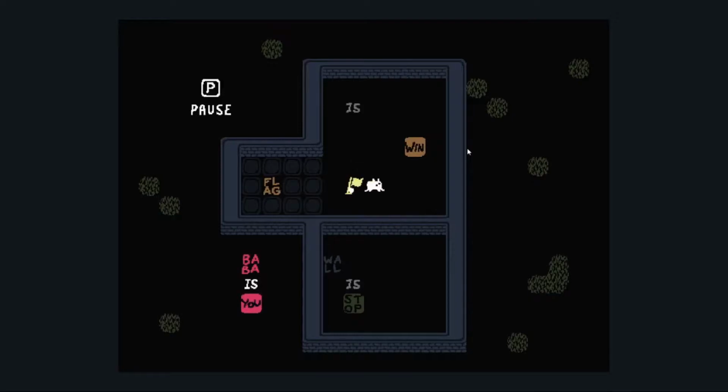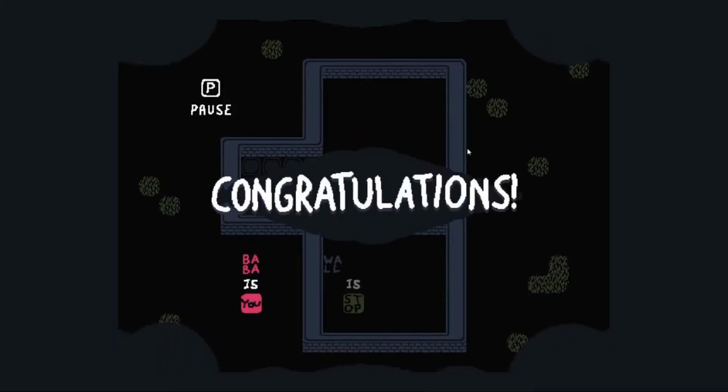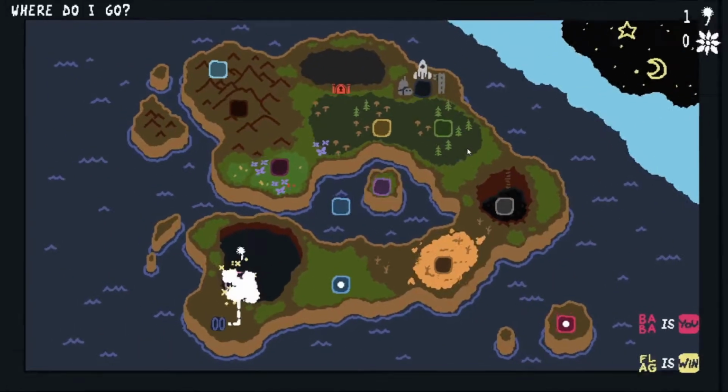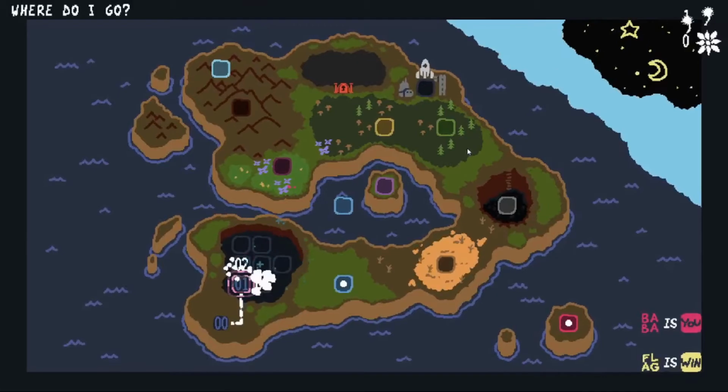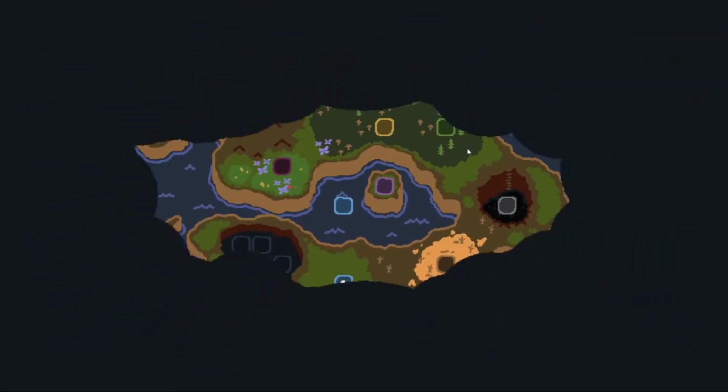And I'm touching the flag, but flag doesn't exist either because it's not connected to anything. So we have to push the text in order to make the rule happen. So we have to bring the connector and the predicate over here to make flag is win, and that will complete the level. Pretty easy stuff once you get to know it.